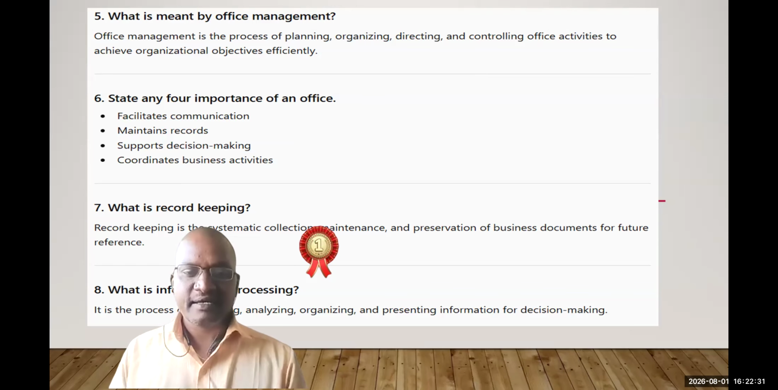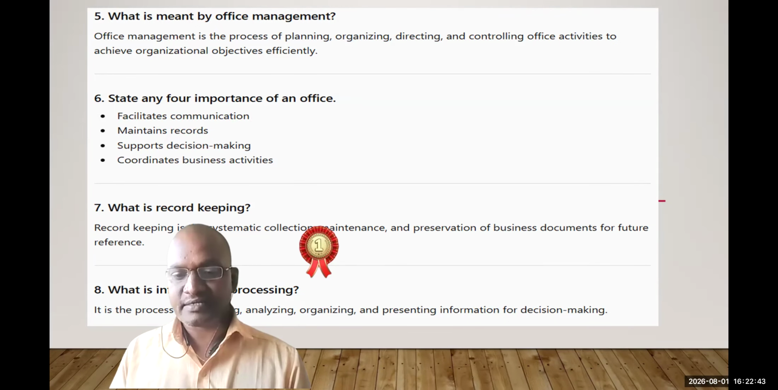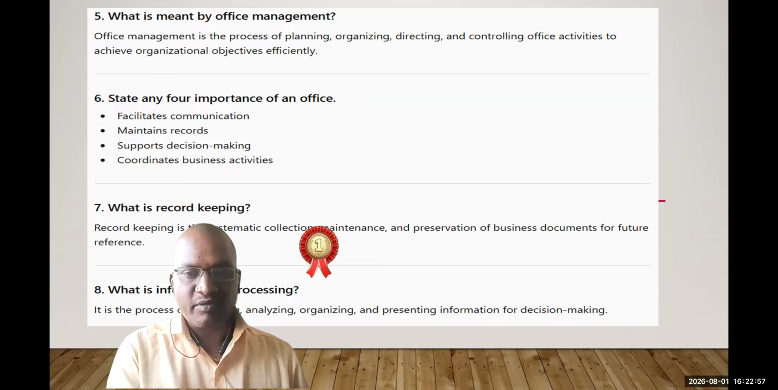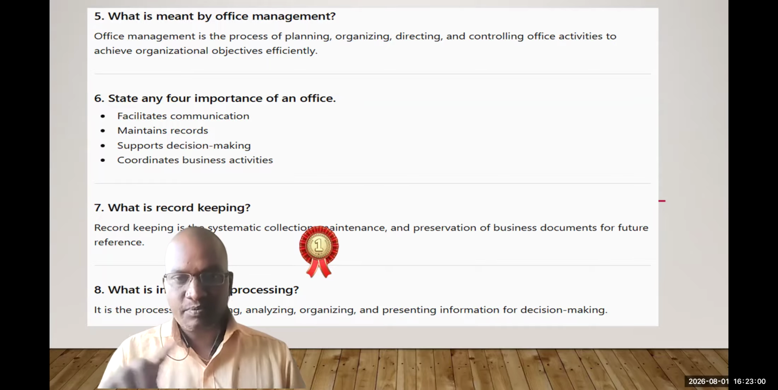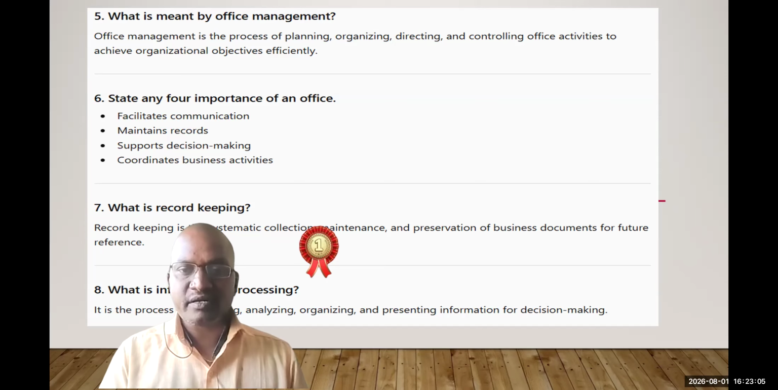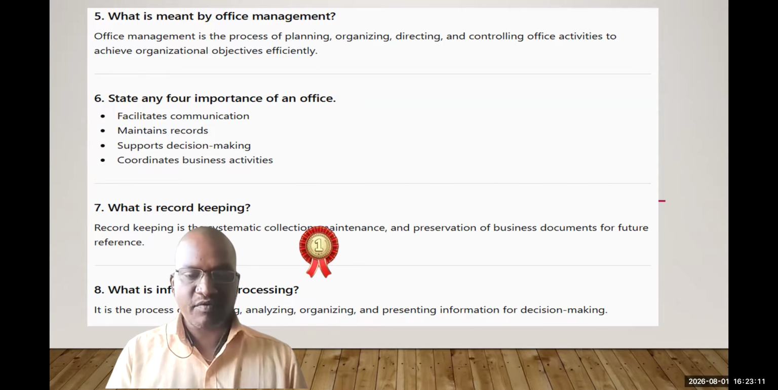So what is information processing? Information processing includes collecting the data, analyzing the collected data, organizing the collected data, then presenting the information whenever the organization needs it for decision making. That process is called information processing, because the collected information is processed in the required manner and provided at the required time.